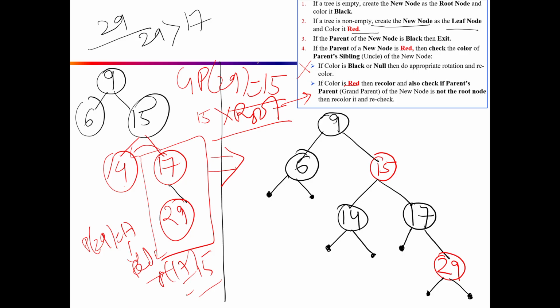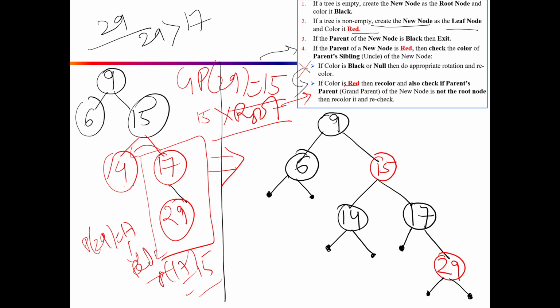Now we come to rule number 4. If the parent of the newly inserted node, who is the newly inserted node? 29. So if the parent of 29, that is 17, is red in color, then check the color of the uncle. Who is the uncle? Node number 17. Is the uncle black in color, or null? No. So go to the second property of rule number 4.